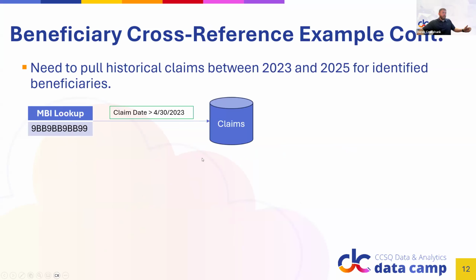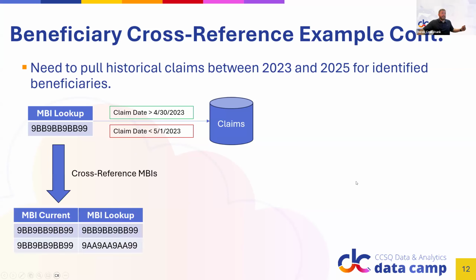So now if we say, okay, let's pull all claims for this beneficiary that were after the date that this beneficiary's MBI value switched, we're going to be good. But if we want anything prior to that date, we're not going to be able to extract those claims.